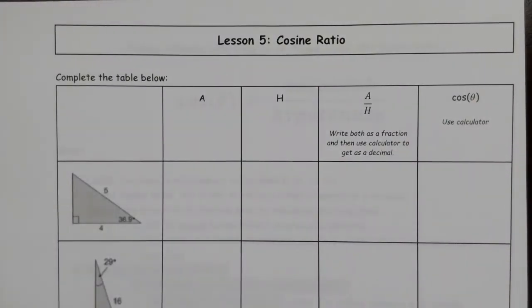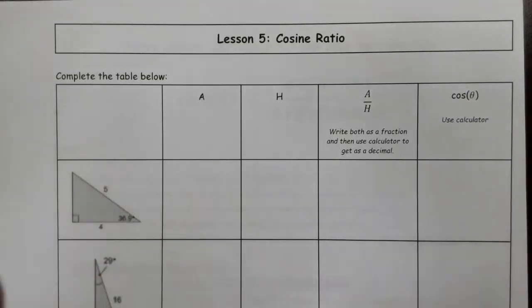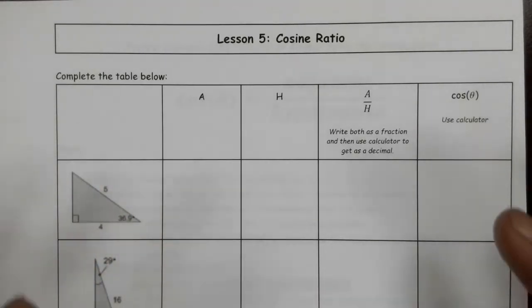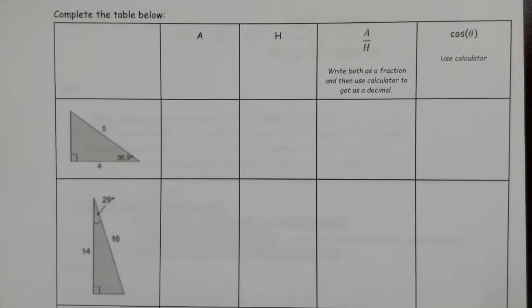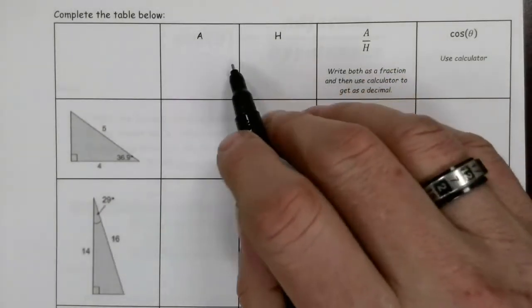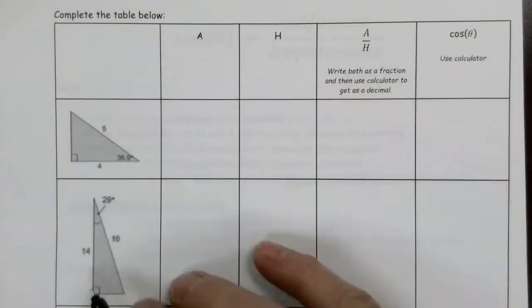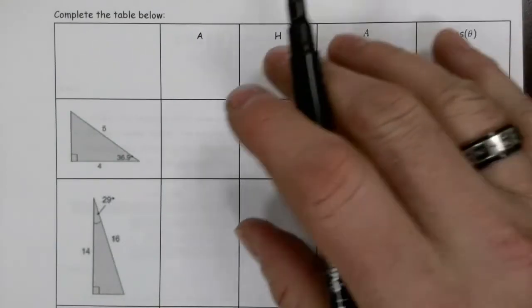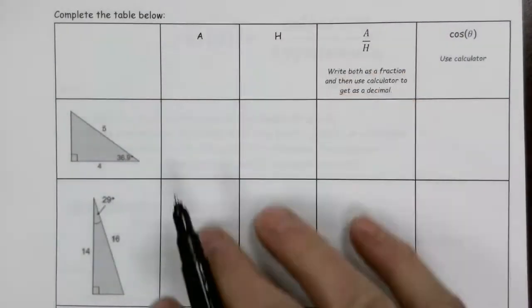So, we're going to go through, just like we did in the previous lesson with the sine ratio, and grab this little bit of information just to illustrate for you what the calculator is doing. So remember, we are looking for the adjacent side and the hypotenuse in each of these triangles here.